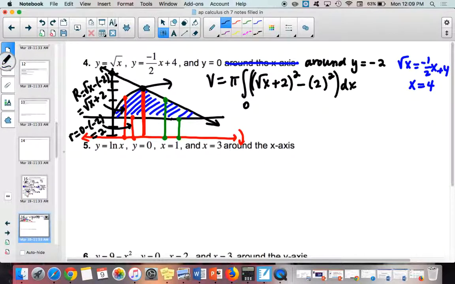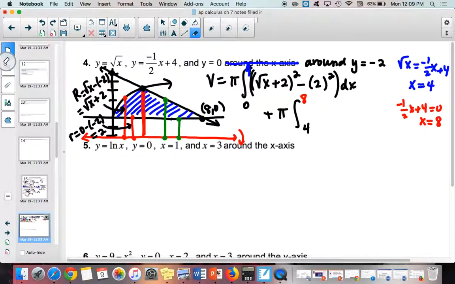All right, and then we're going to put 4 up there. Got a little messy there. So 0 to 4. And then what? Plus pi going from 4 to, what's this intersection point? 8, 0, right? So we would say, when is negative 1/2 x plus 4 equal to 0 at x equals 8? Trying to make that nicer there.